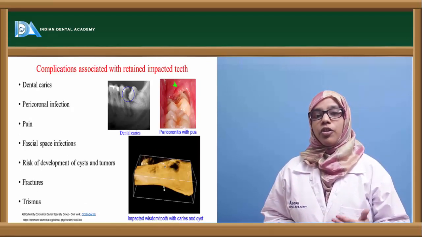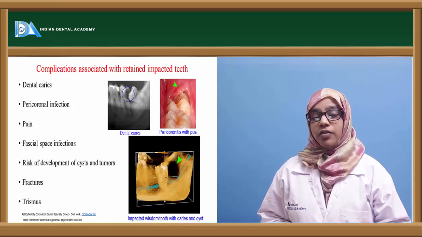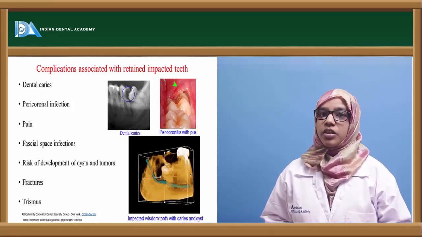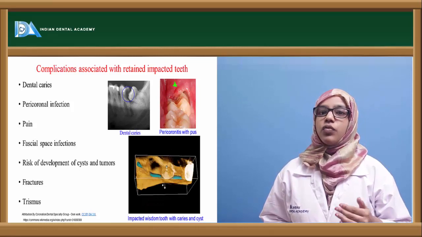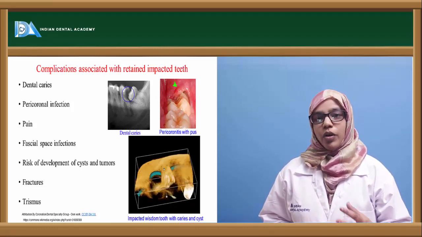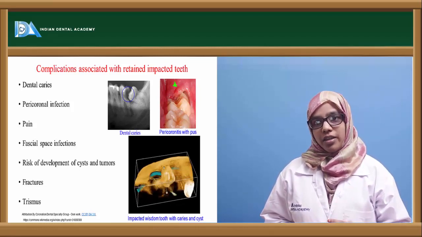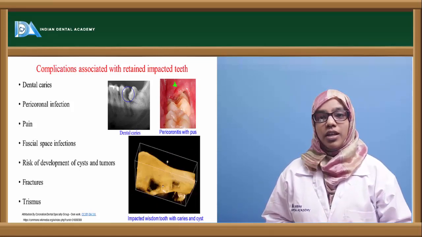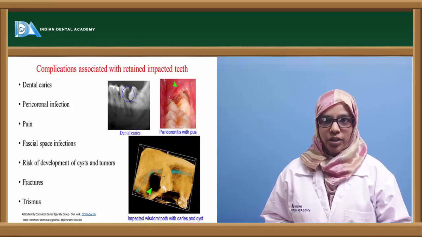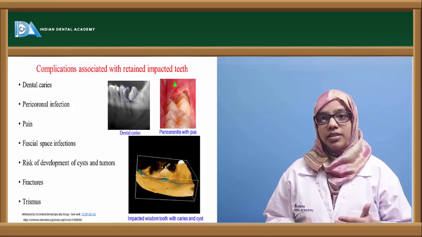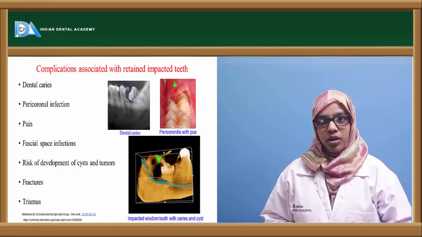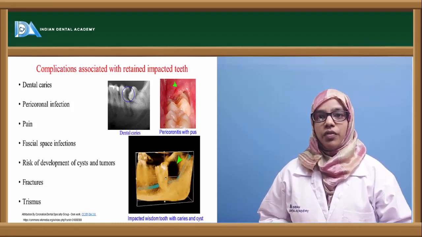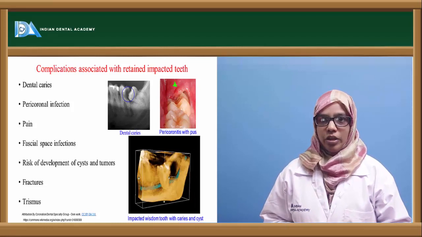Let's move on to the complication that can arise if these impacted teeth are retained. What happens is that if the third molar is retained, it causes food lodgement in that area. Because of food lodgement, if it is partly erupted, the food keeps on getting lodged into the soft tissue, which results in inflammation and pericoronitis. Pericoronitis is nothing but, peri is around, coronitis is crown. Okay, around the crown there is an infection or inflammation, that is pericoronitis.